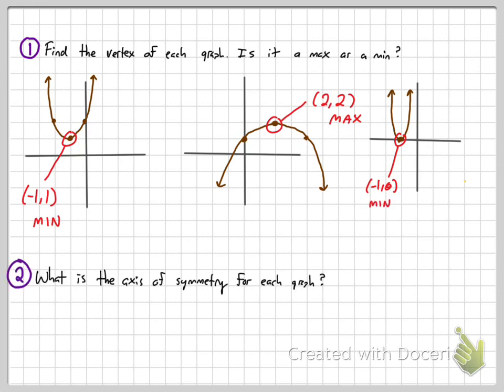Now in number 2, I'm going to look at the same graphs. Now I want to know what is the axis of symmetry for each. So it's going to be that vertical line going through the vertex, and that vertical line in that first graph would be x equals -1. Notice how -1 is the x-coordinate of our vertex as well. In our next graph, the axis of symmetry would be x equals 2. And in the last graph, our axis of symmetry would be x equals -1 again.